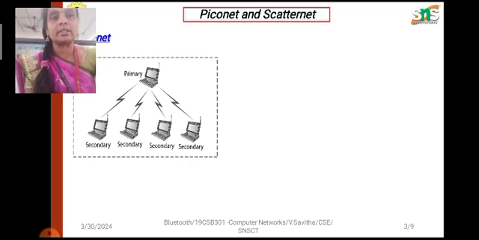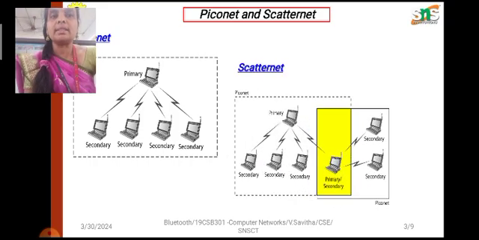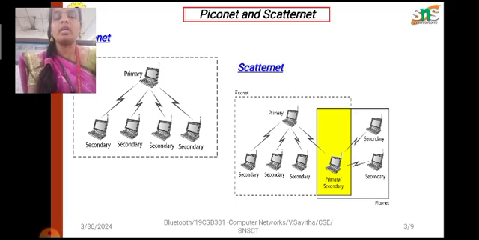When you go for the scatternet, it means that more than one piconet connected together is called a scatternet. In the scatternet, one of the piconet devices will act as a slave for another piconet. So either a master system or a slave system will act as an intermediary between the two piconets. This type of network is called the scatternet.